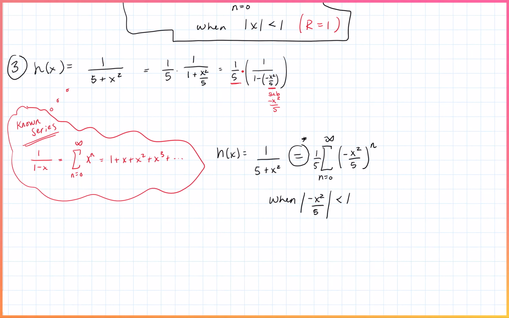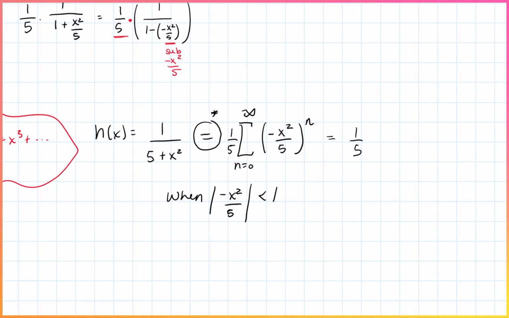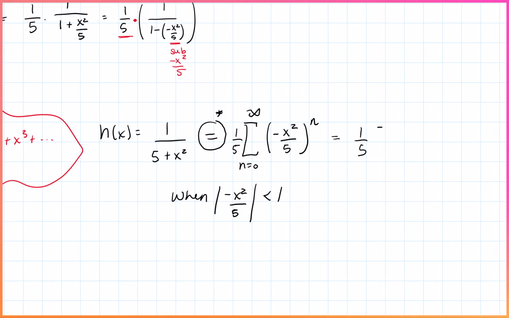So the power series, let's keep going there. We've got that 1/5 times the power series from n equals 0 to infinity. Let's clean that up. That's negative 1 to the nth, x to the 2n over 5 to the n. And that is true when the absolute value of negative x squared over 5 is less than 1. So of course that's just the absolute value of x squared is less than 5.